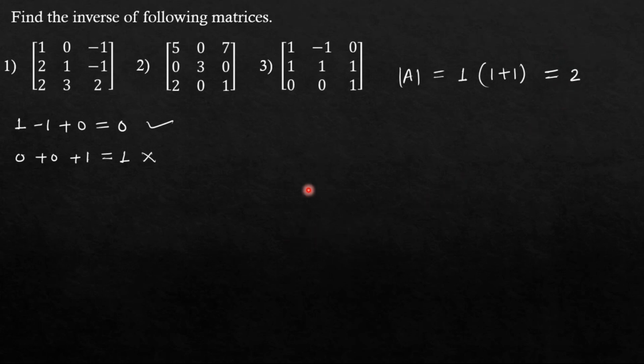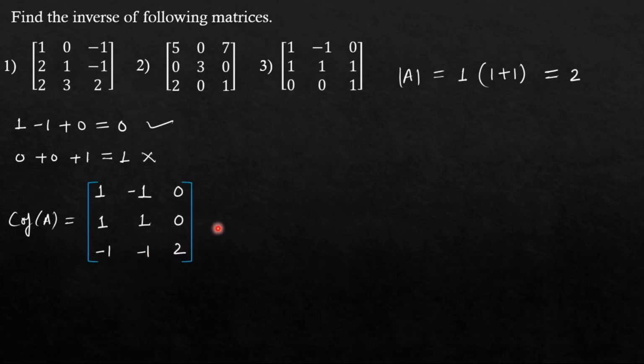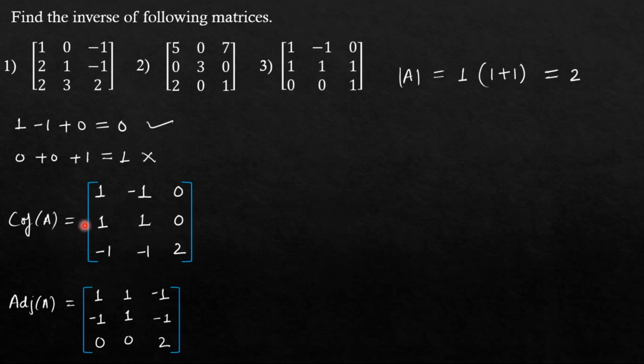Next, find the cofactor. I'm not solving the cofactor for each element, I'm just directly writing the cofactor matrix. You just verify by yourself. So this is the cofactor matrix. You have to calculate the cofactor for each and every element, just like the previous problems. You will get this result. Next, calculate the adjoint. Adjoint is nothing but the transpose of this cofactor. 1 minus 1 1 minus 1 1 1 minus 1. It becomes a row. Similarly, so this is my adjoint matrix.